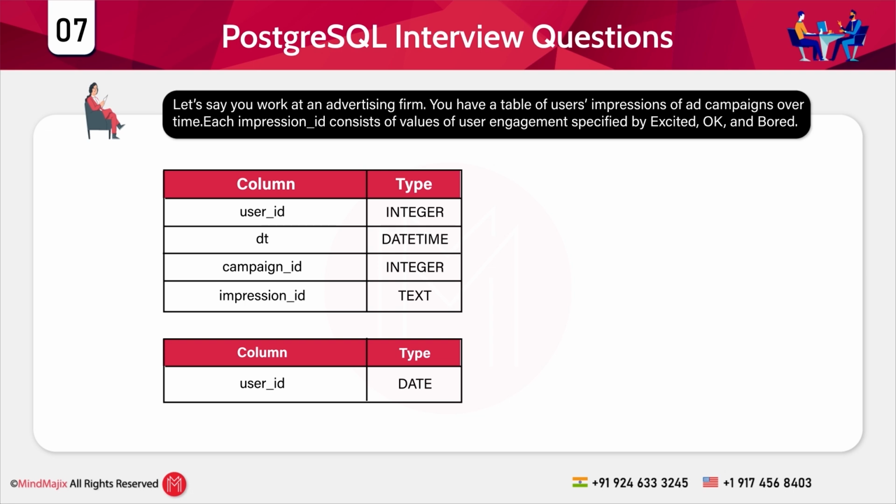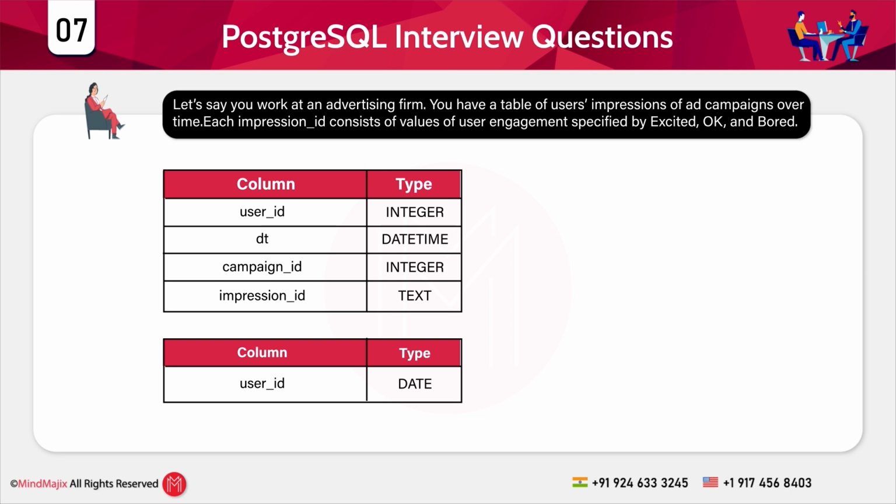Along with the columns you also have the data types here, and the output is the second table. The output of this query should look like this: the first column will be user ID. There's only one column here, and the data type of that user ID is integer. So how will you write this query?